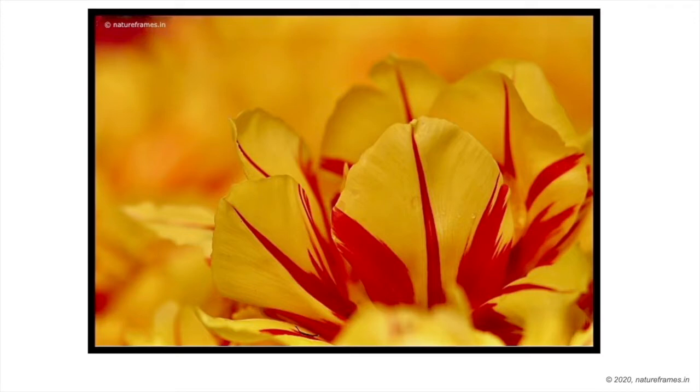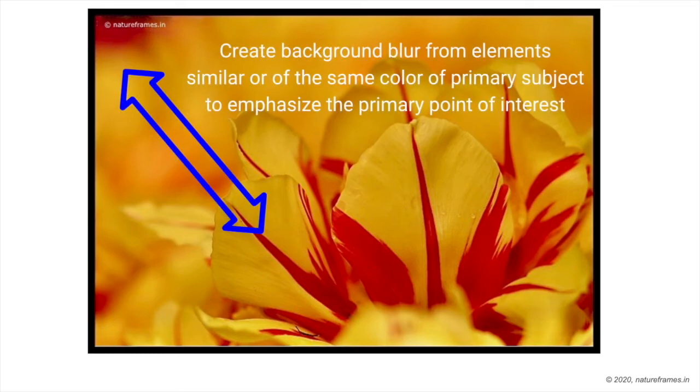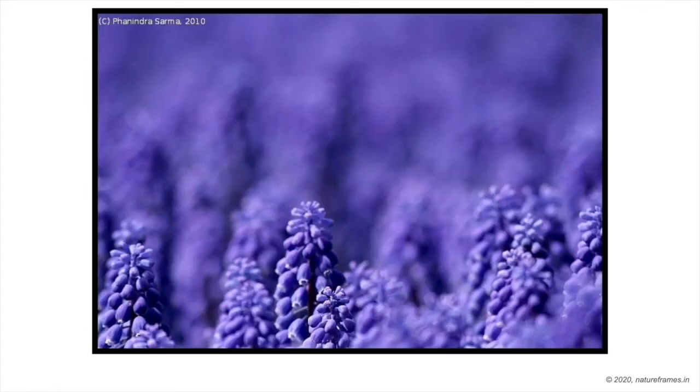Observe the image of yellow colored tulip bulb. The background contains a clean, uniform yellow color created from the similar tulip bulbs. The yellow color background elevates the main subject. Another example of creating a background of similar color to the primary point of interest.